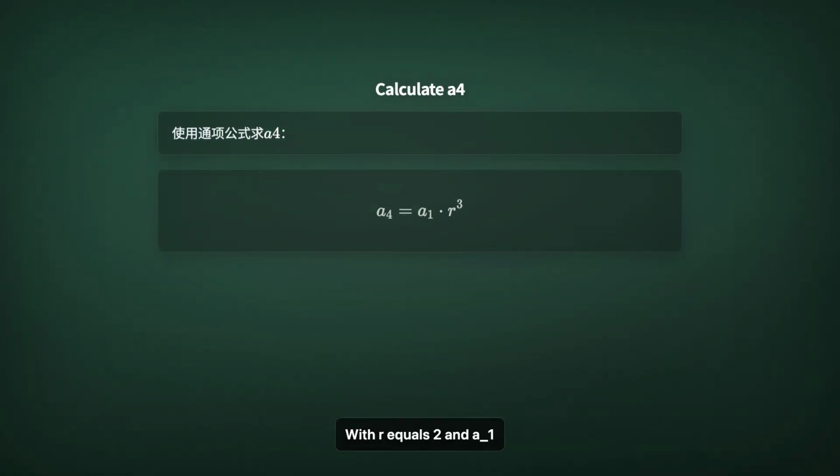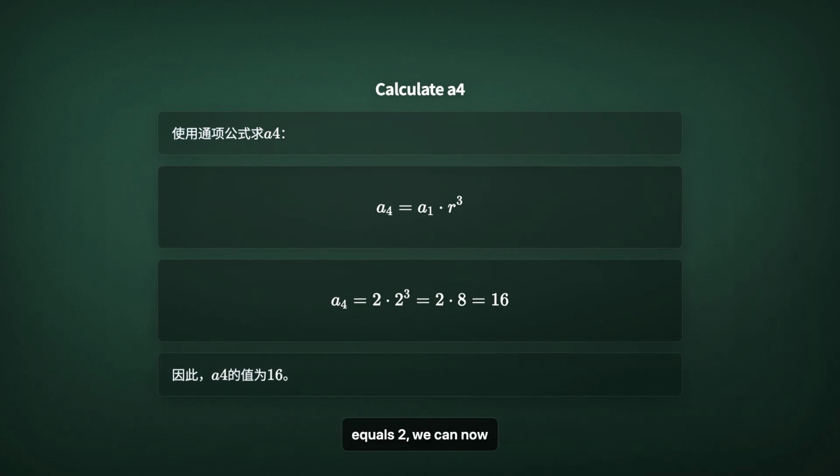With a sub 1 equals 2 and r equals 2, we can now calculate a sub 4. Using the formula, a sub 4 equals a sub 1 times r cubed, so a sub 4 equals 2 times 8, resulting in 16. Therefore, the value of a sub 4 is 16.